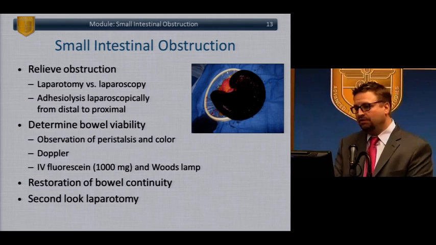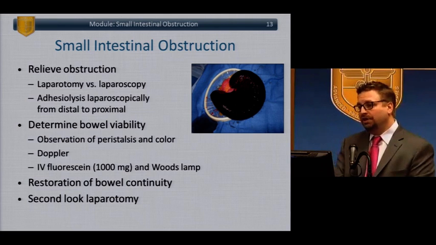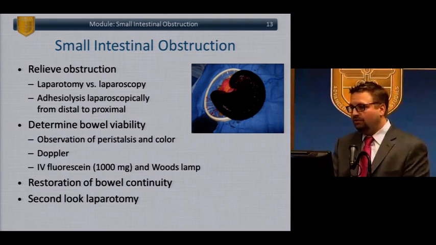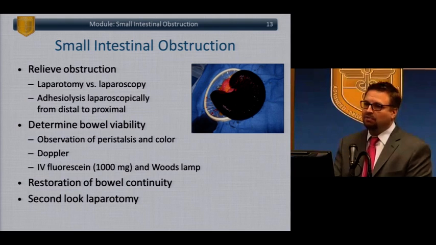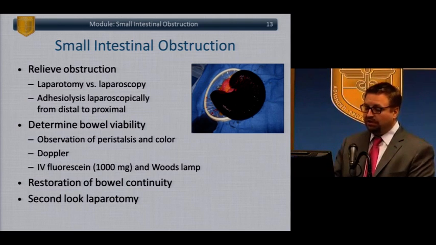So a common scenario would be you do a bowel resection with an anastomosis, and then 2-3 days post-op, the patient again has a high white count, hypotension, worsening pain, etc. Proceed to the operating room very liberally.